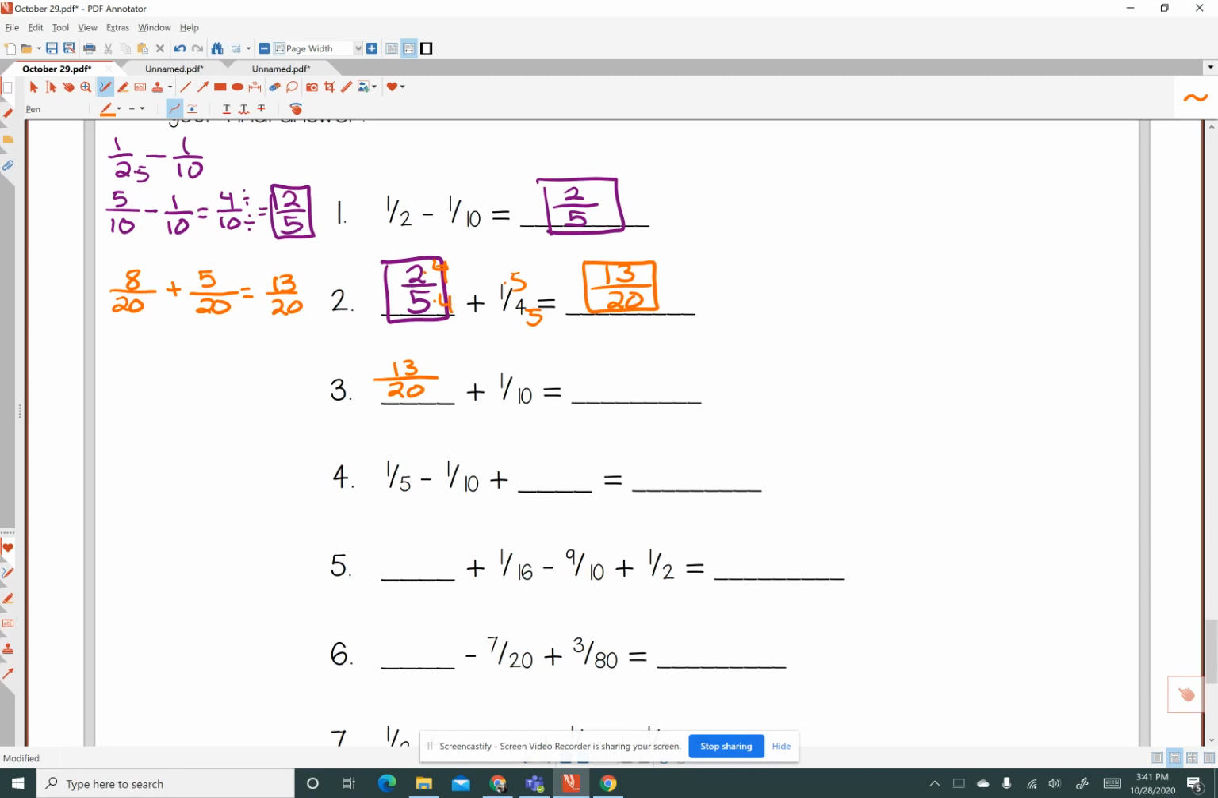So we also know that 20 is a multiple of 10, so that will suit us as our denominator. 13/20 plus 10 times 2 is 20, 1 times 2 is 2. And we are adding those up, and that will give us 15/20. And if we divide both of those by 5, we will end up with 3/4.